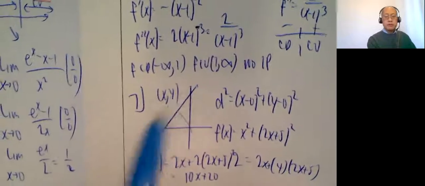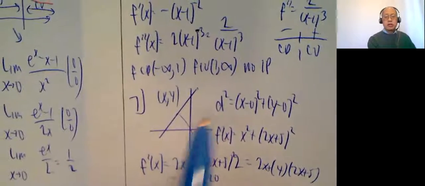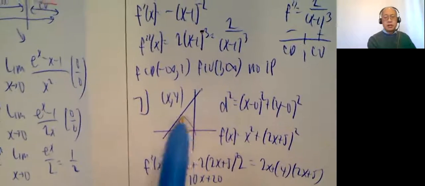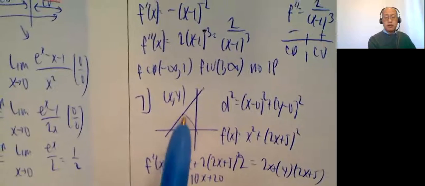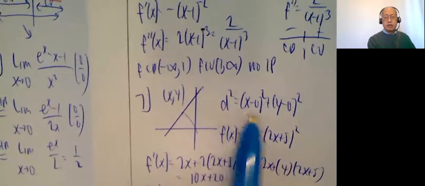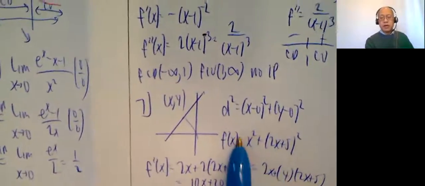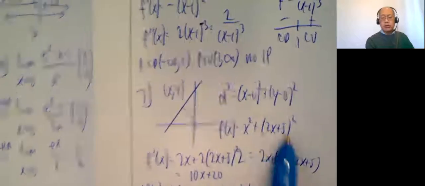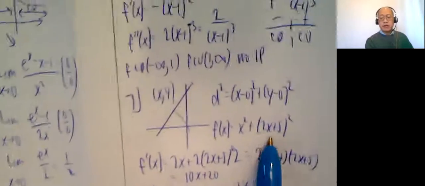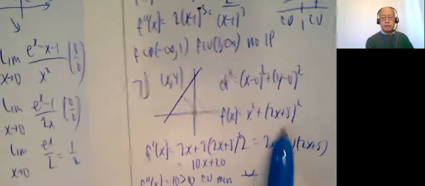Number 7, here's the line, here's the origin. The square of the distance from the origin to a point on the line is x minus 0 squared plus y minus 0 squared, which is x squared plus y squared. Y is given to be 2x plus 5. That's what I want to minimize.